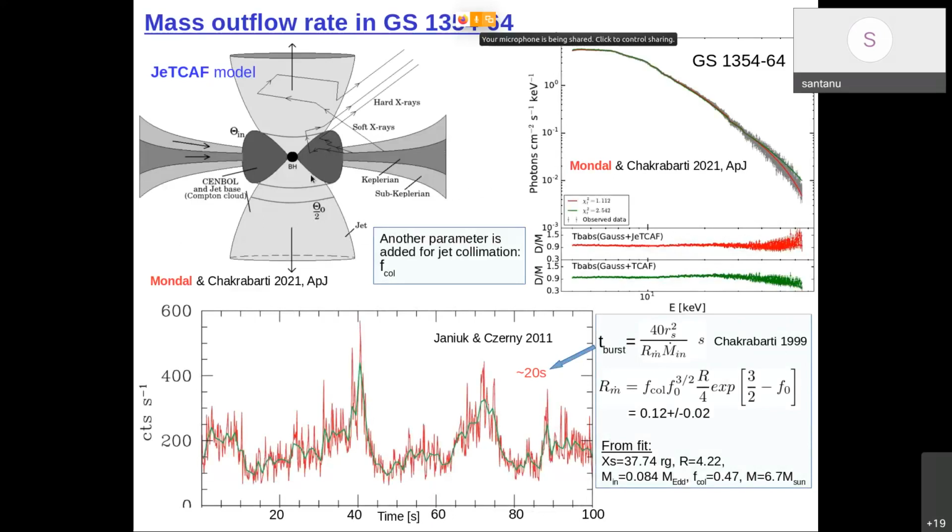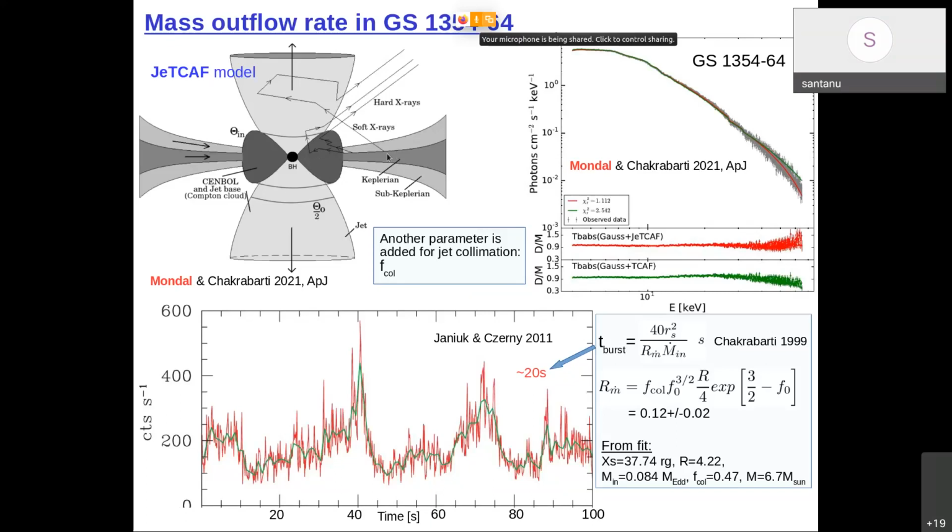So if you remember my previous slides, this cartoon diagram has changed, and you can see two biconical jets coming from the base of the corona. What we did in this case, the hard photons which were previously coming directly to the observer are now scattered by the jet and then coming to us.